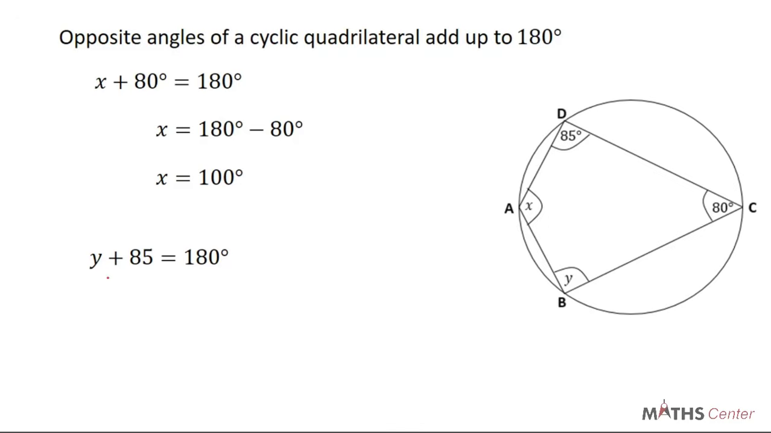The 85 is in degrees, so I'm going to try and write it there. Sorry, I'm using the pointer on my computer, so I'm not able to write it very well. What it means is that y plus 85 degrees will give us 180 degrees. So y is equal to 180 degrees minus 85 degrees, and y will give us 95 degrees. So we use the property of cyclic quadrilaterals to find s and y.